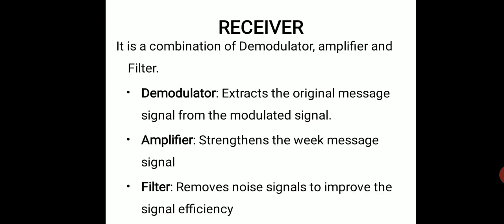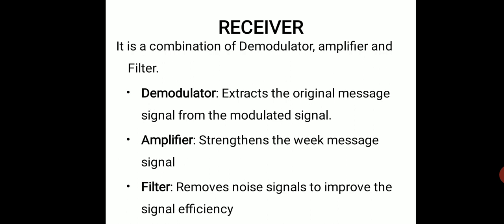block. The receiver block also has a combination of demodulator, amplifier and filter. The demodulator extracts the original message signal from the modulated signal. That is, the high frequency signal is converted into a low frequency signal. Amplifier. The amplifier strengthens the weak message signal. So the low energy signal is converted into a high energy signal. Next, filter. The filter removes the noise signal. If any noise is added in the channel, with the help of the filter, we remove the noise. So this improves the signal efficiency.